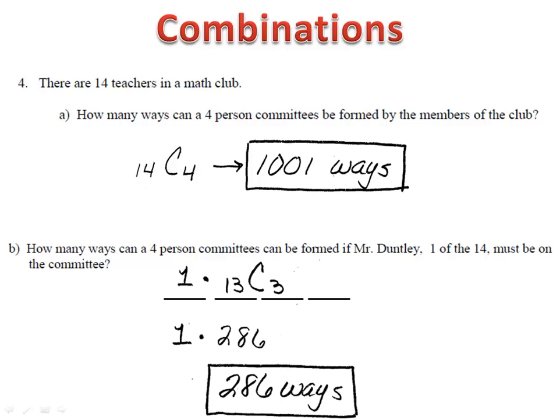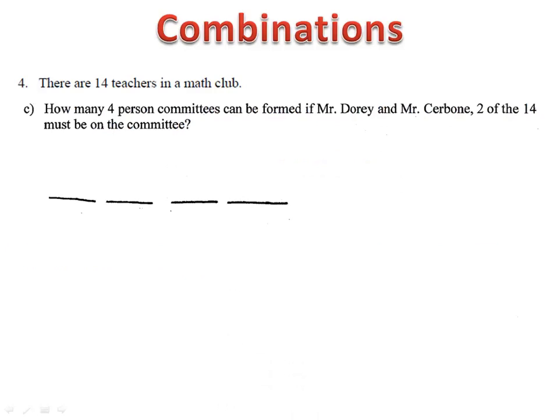We have 1 choice for the first spot, that's Mr. Duntley, and we have 13 teachers remaining. We're going to choose 3 of them. Because the order I pick them doesn't matter, I have a combination. 1 times 13C3. That gives me 286 different groups I could form by choosing 3 teachers along with Mr. Duntley. How about part C?